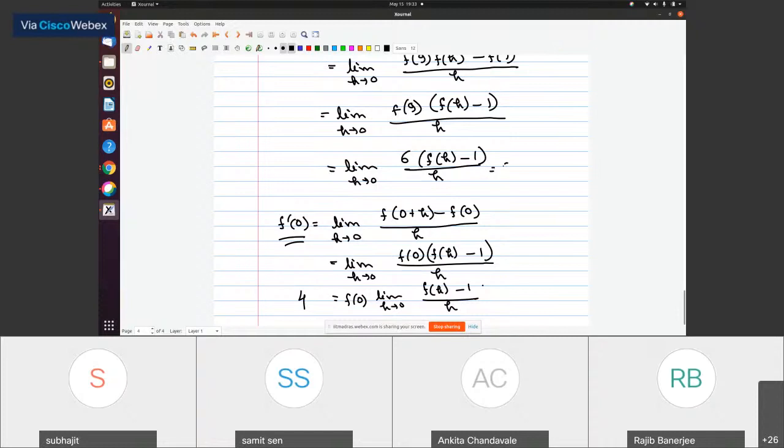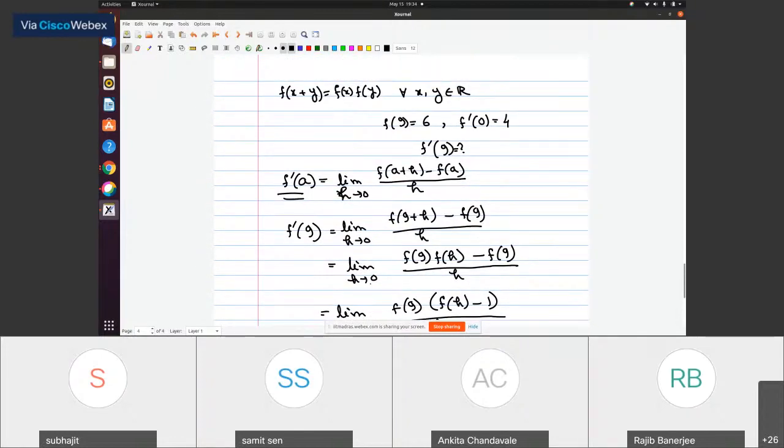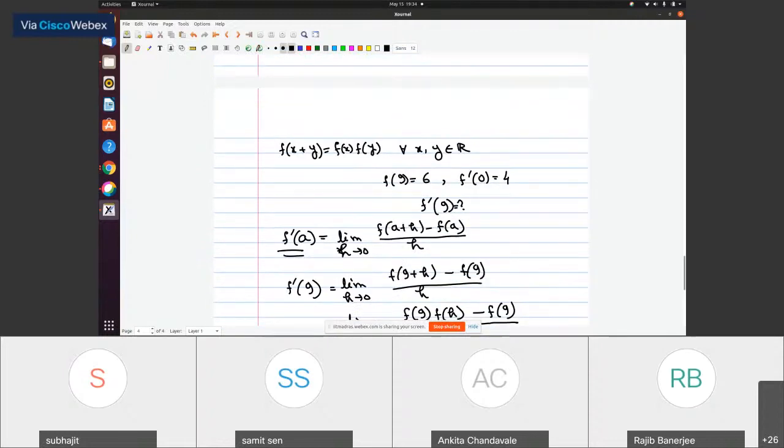And this is nothing but 6 into limit h tending to 0 of (fh minus 1) by h, right? So I just calculated this value. So limit h tends to 0 of (f of h minus 1) by h should be substituted. So 6 into 4. Exactly. Okay, right? Yes, sir. Got it. Sir, one more, it's actually 4, that's 2.4.